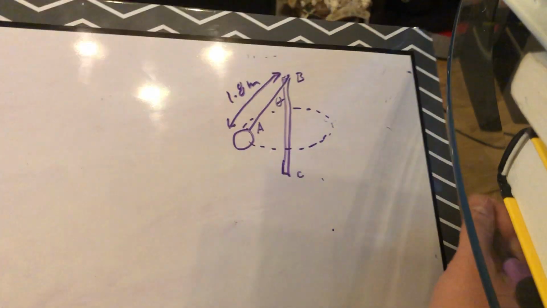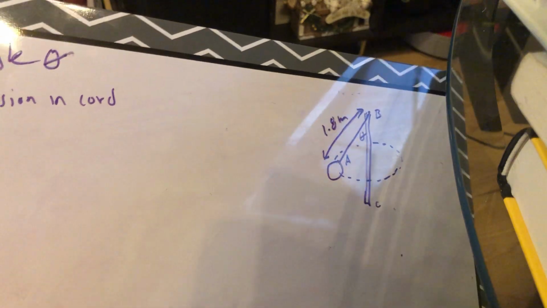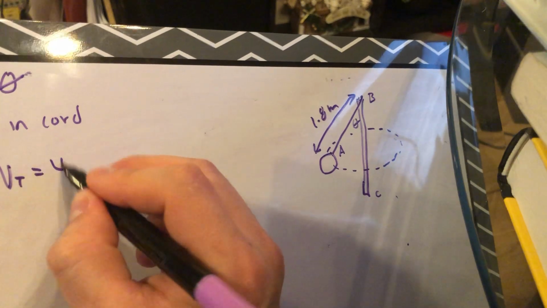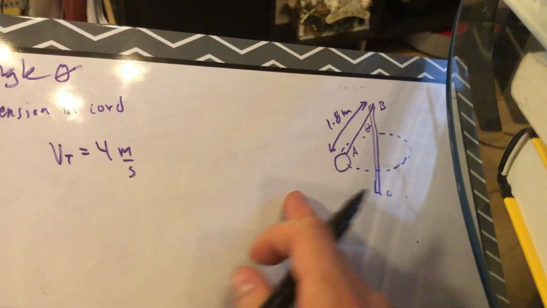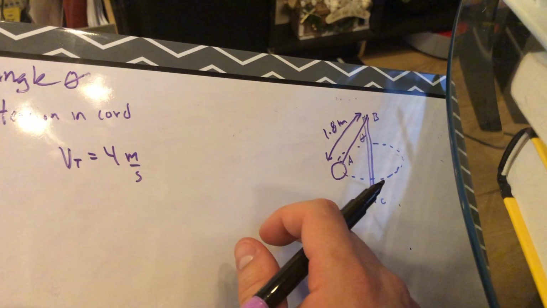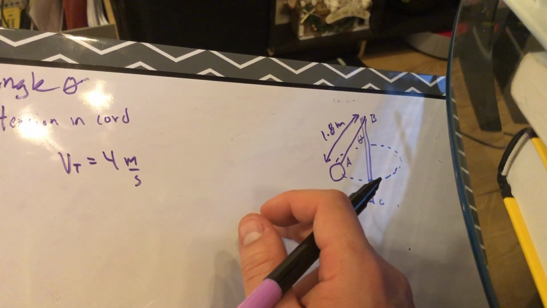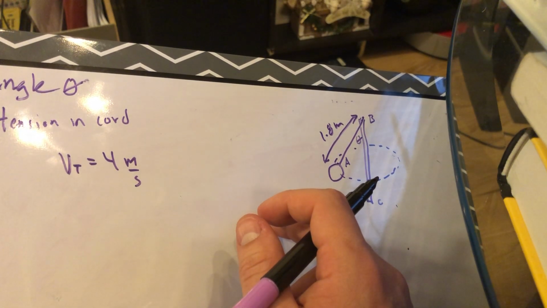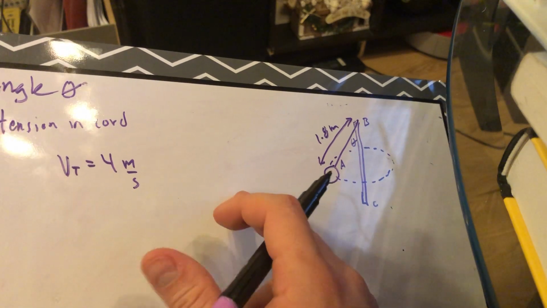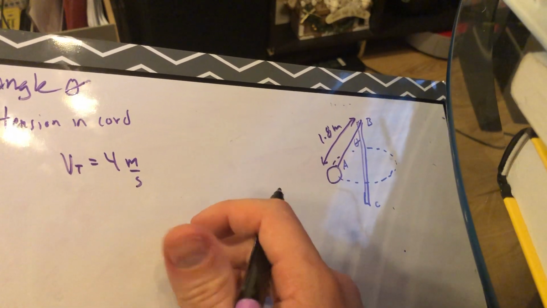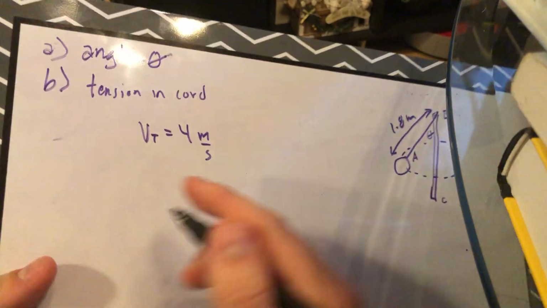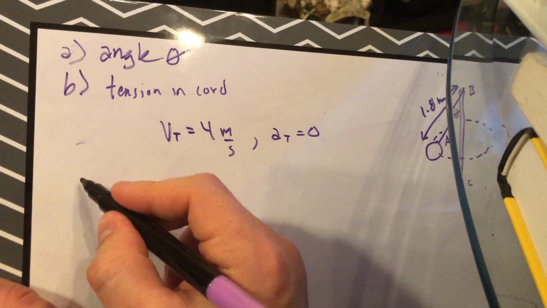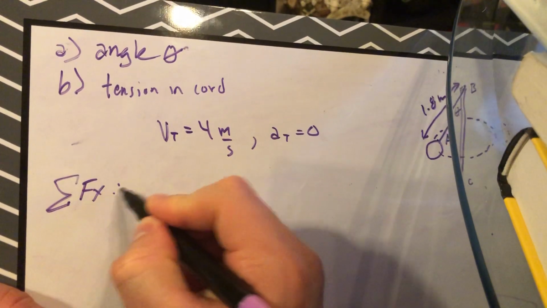Okay. So, what do we know about this? Well, from the problem description, it's moving across a circular path at 4 meters per second. Right? Tangential velocity. So, we know that the tangential acceleration is 0 if it's moving at constant speed, which it is. That's what the problem defines. So, we can set that to 0. So let's do a sum of the forces in the x direction.